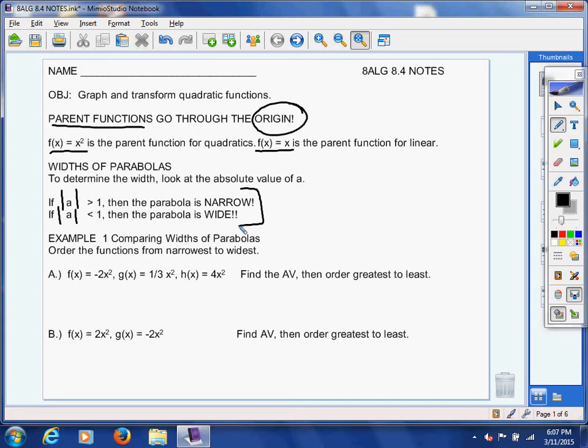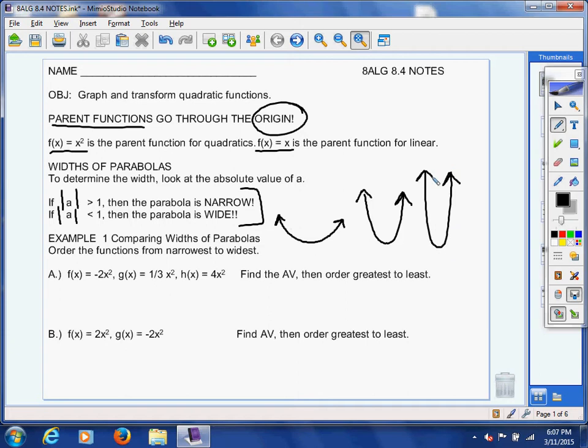It's a narrow parabola if the absolute value of A is greater than 1. So if it's a number that's pretty big, you know, we're talking 1.5, 2, 2.5, 3, the bigger that number is, the more narrow it's getting. That parabola is getting super skinny. So you can have some that are really wide like that, or you can have some that are really super skinny and maybe even skinnier than that, okay?